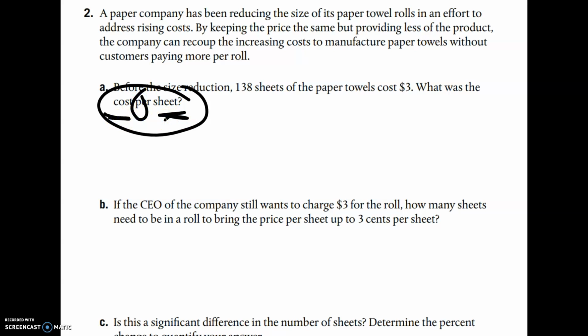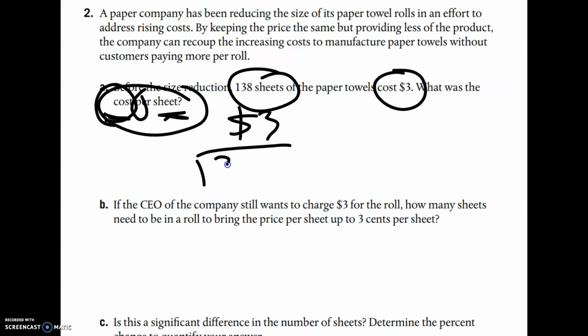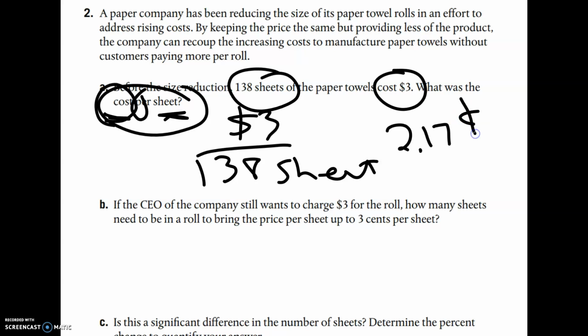So that tells you to divide, and it tells you to take the cost, which was what, $3, and divide by the sheets. And remember, this is not a percent. The units don't match, so you're just going to go ahead and divide, and you're going to get about 2.17, and that's pennies, isn't it? So that's cents per sheet is what we have there. So about 2 cents per sheet.